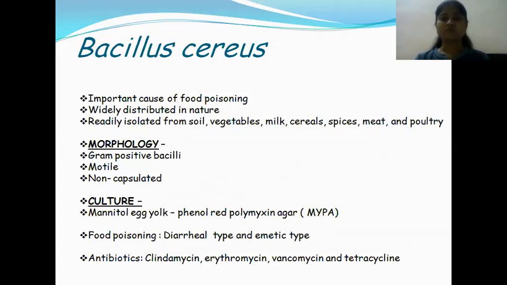Diarrheal type of food poisoning results after ingestion of food articles like meat, vegetables, and cereals, whereas emetic type of food poisoning results after ingestion of rice, especially Chinese fried rice is incriminated. Antibiotics like clindamycin, tetracycline work well.